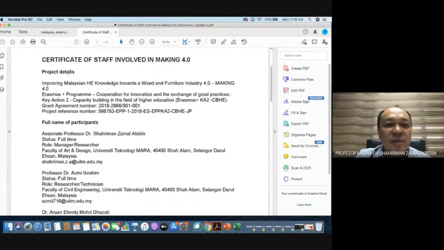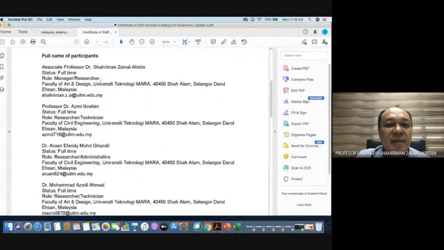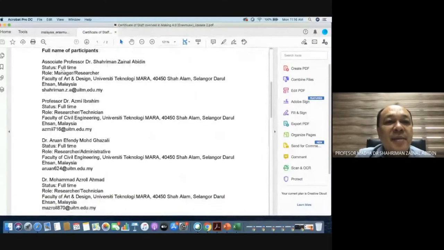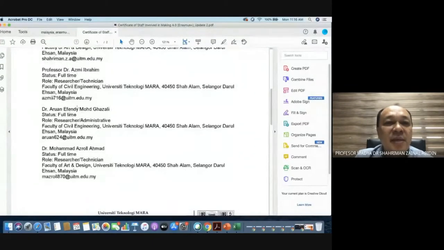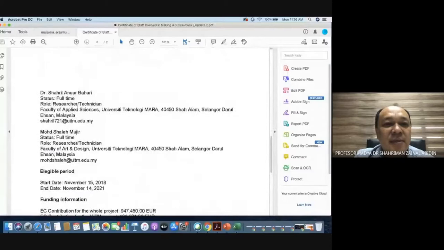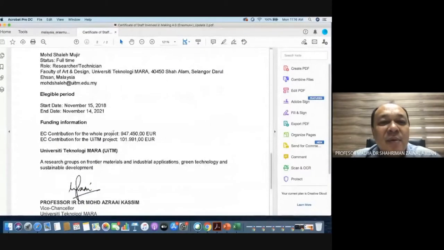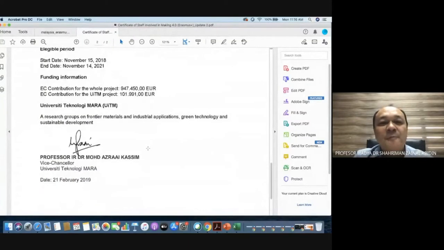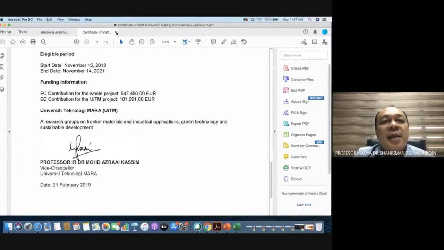We will have the information of project details and the full name of participants. I, as project manager, which in the National Grant is called principal investigator, for the UITM team, the group. So we have to spell out our roles: besides manager, I am also a researcher. Then we have Prof Azmi, Dr. Ruan, Dr. Azrul, Dr. Syaril and Cik Salih. When it starts, when it ends, the total grant, and the contribution for UITM. Because we have 9 partners, we need to divide 1 million euro among 9. We get a bit over 100,000, almost half a million Malaysian ringgit. So we define our group as more on frontier materials and industrial application, green technology and sustainable development. Okay, VC signs.